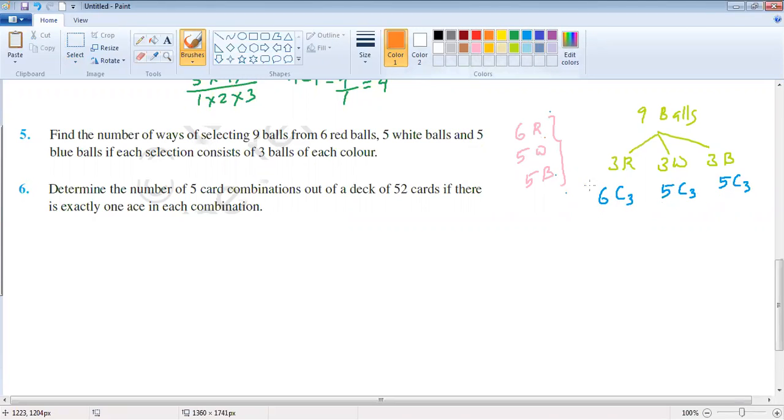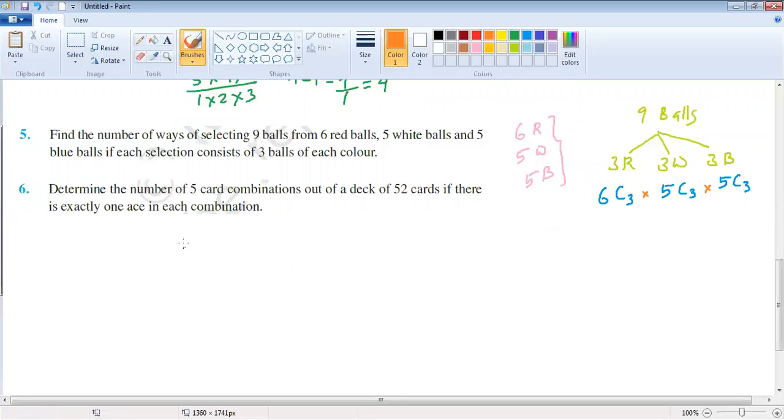So now all together, by the fundamental principle of counting: the first event can happen in 6C3 ways, the second event can happen in 5C3 ways, the third event can happen in 5C3 ways. Then the 3 together can happen in 6C3 into 5C3 into 5C3 ways. And you just find the answer. The remaining you can do, just find the values and multiply.